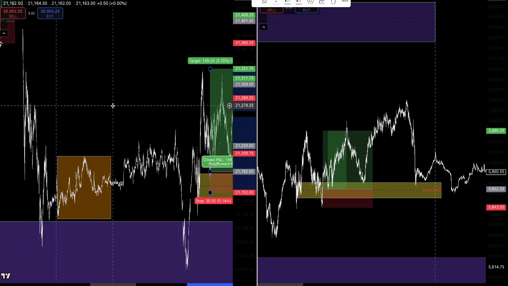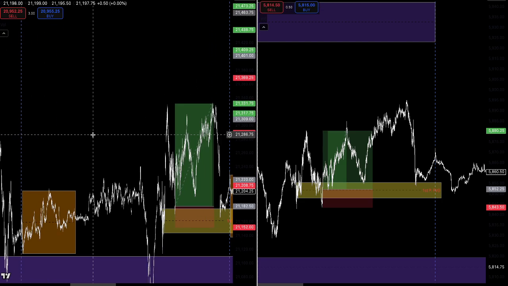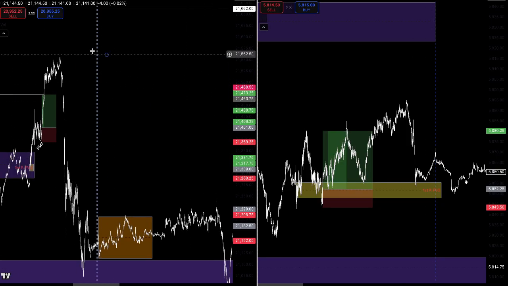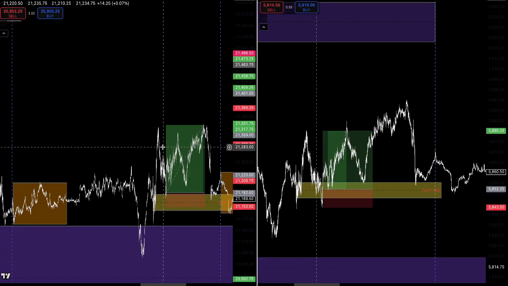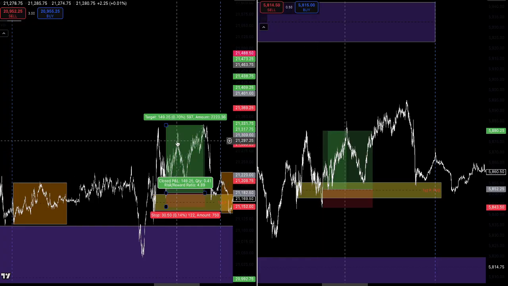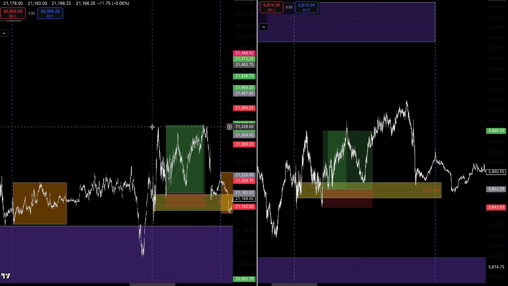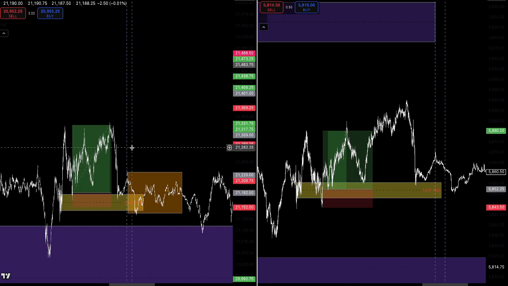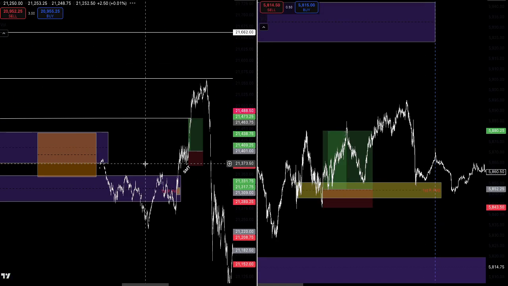I call that low hanging fruit. I'm not gonna risk all the way up here. I risked right here, and it didn't take out the first high, but came back down and took out these highs. I was pretty confident in taking out those highs, and that was the move for the day. And lastly, let's go to Wednesday.